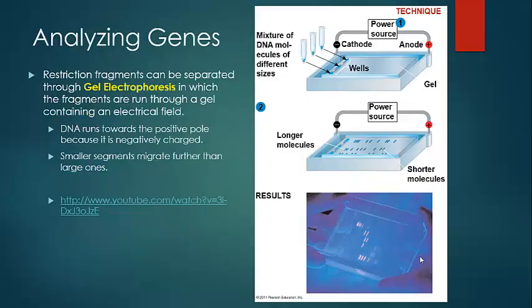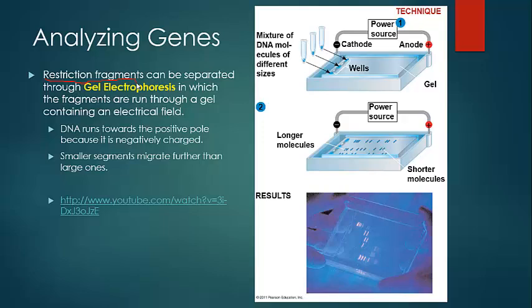Once a gene has been isolated, we can analyze that gene using a process called gel electrophoresis. We're going to perform this process in a lab that we performed this year. When restriction enzymes cut a piece of DNA, it's going to create fragments. These fragments are called restriction fragments. They're fragments of DNA created by cutting DNA with a restriction enzyme.